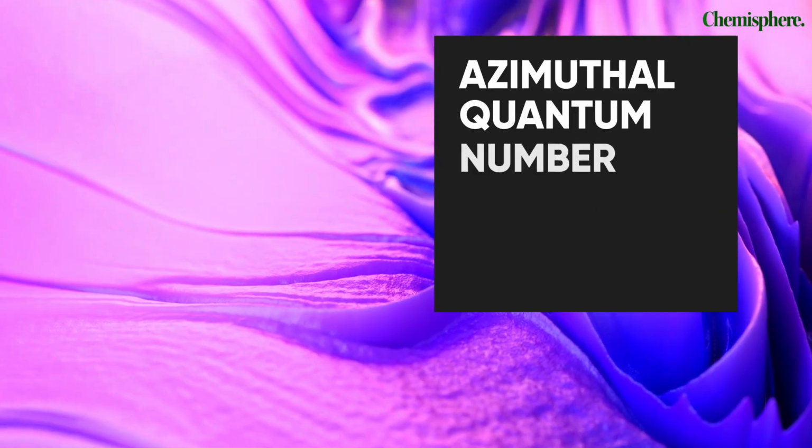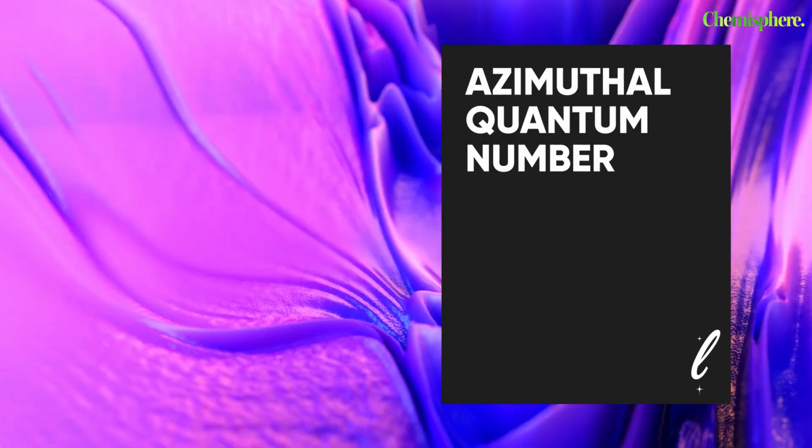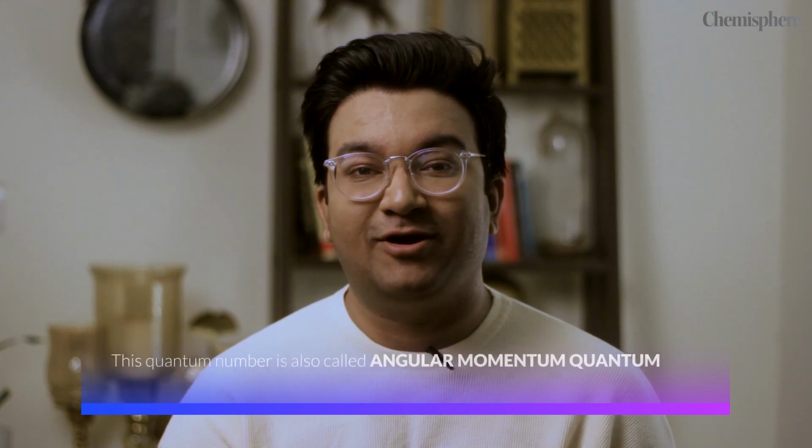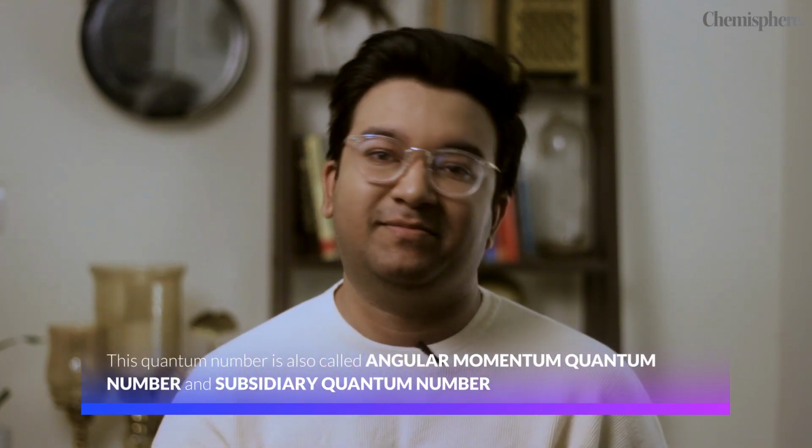Let's move on to the next quantum number, which is the azimuthal quantum number. Now, what is azimuth as a word? Azimuth in English means direction. So you can call it the directional quantum number, maybe. But also know that this quantum number is known as the angular momentum quantum number. Also, it can be called the subsidiary quantum number. So there are 3 names for the same quantum number, and you can use whatever you like.